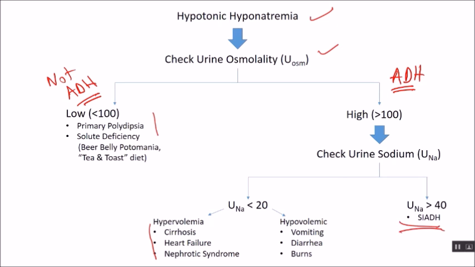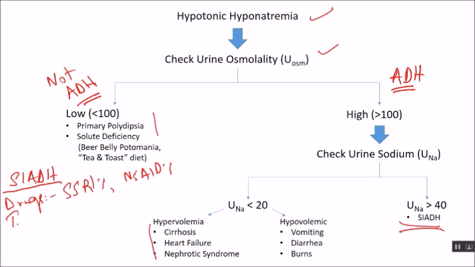Okay. Now, before we go further, let's talk about causes of SIADH quickly. So what are the causes of SIADH? I'm going to just write it here. So, in clinical practice, drugs are very important. The most common drugs that you must have seen are SSRIs. They cause SIADH. NSAIDs are also an important cause of SIADH. We also know that lung tumor, especially small cell lung cancer, is associated with SIADH.